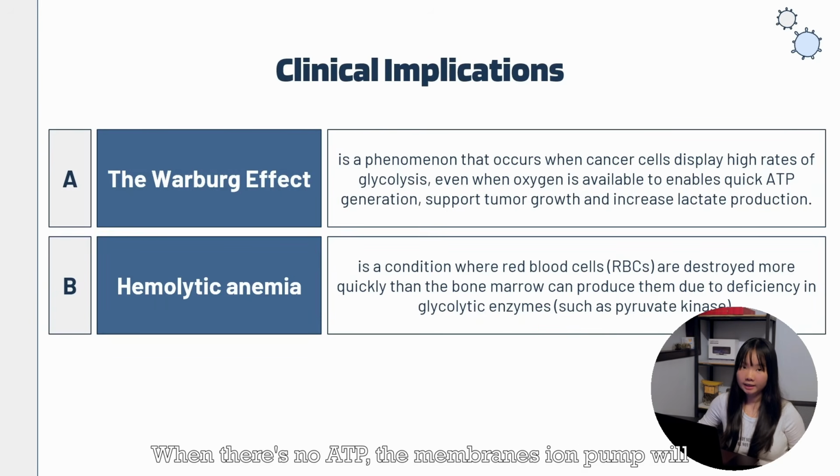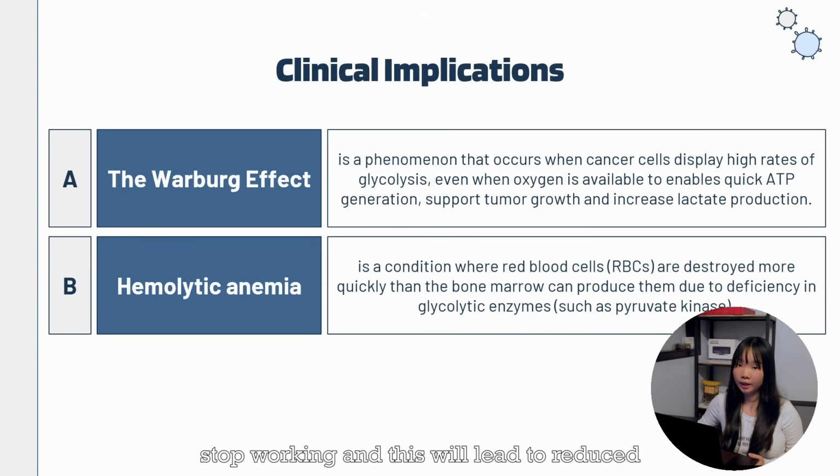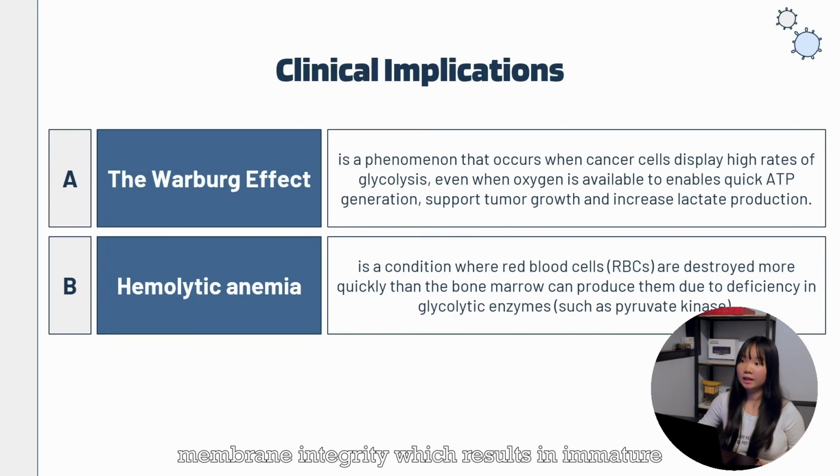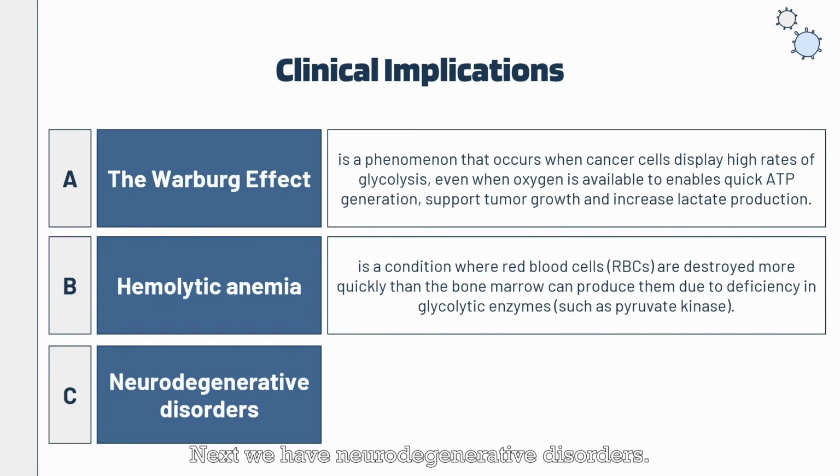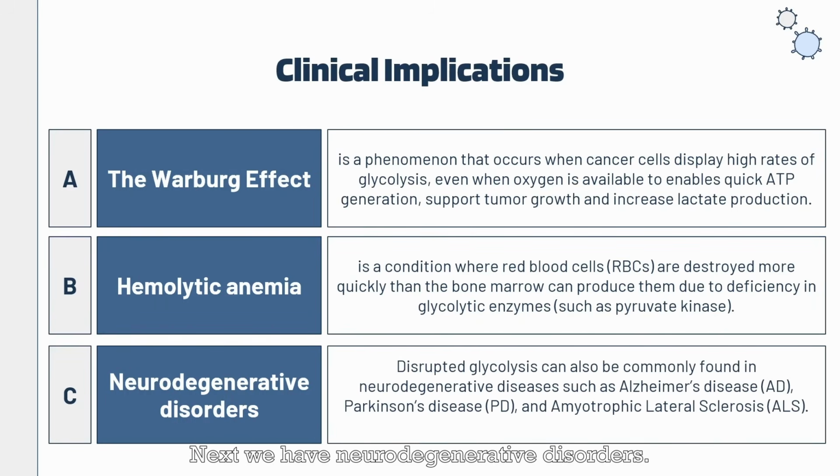When there's no ATP, the membrane's ion pump will stop working, and this will lead to reduced membrane integrity, which results in premature breakdown of red blood cells. Next, we have neurodegenerative disorders. Disrupted glycolysis can also be commonly found in neurodegenerative diseases such as Alzheimer's disease, Parkinson's disease, and amyotrophic lateral sclerosis.